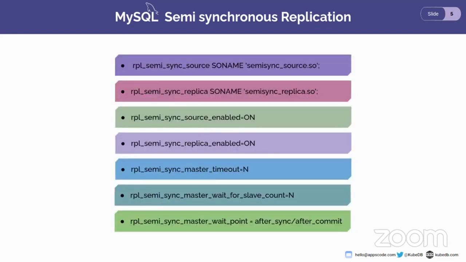Before going into details of semi-synchronous replication, I want to mention some variables of semi-synchronous replication. To enable semi-synchronous replication, you have to install the semi-synchronous plugin on both your source and the replica server. On the source server, you have to install the semi-synchronous source plugin, and on the replica server, you have to install the semi-synchronous replica plugin. To enable semi-synchronous replication, you have to turn on the semi-synchronous source variable on the source server, and the replica variable on the replica server.